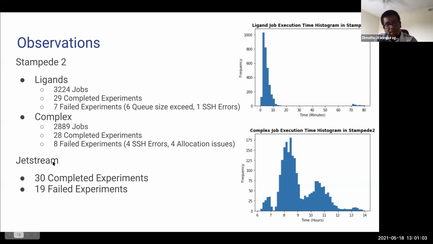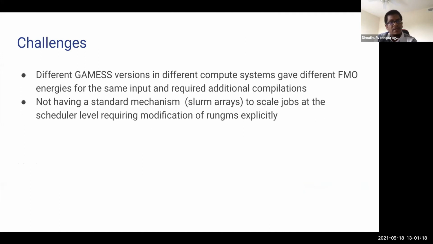And on Jetstream, we didn't do further analysis because it's only for testing purposes. Altogether, we have 30 completed experiments and 19 failed experiments, which is expected as we were working on setting up the environment and testing the framework. And these are some of the challenges we have observed.